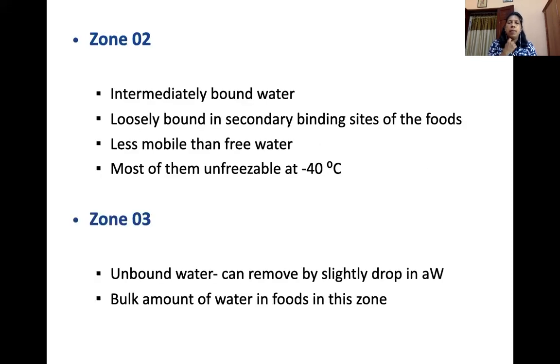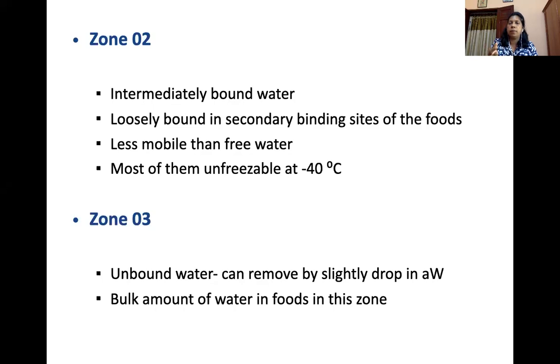Zone 2, intermediately bound water, is loosely bound in the secondary binding sites of the food and is less mobile than free water, and most of it is unfreezable at -40. Sometimes some molecules can combine with the salt or the sugars and other components. But basically, it's loosely bound in secondary binding sites of the food, right?